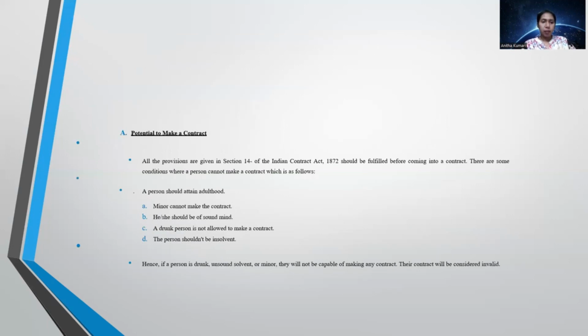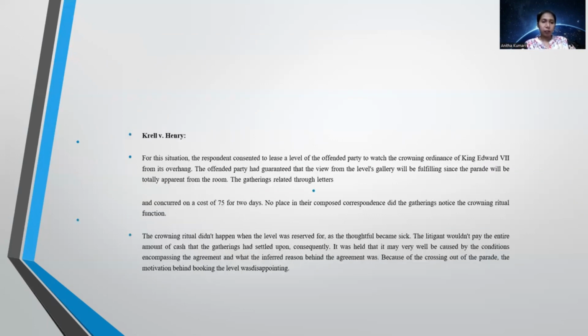So these are all the person. A person should attain adulthood. As I told you, a minor cannot make a contract. The person should be of sound mind. A drunkard is not allowed to make a contract. And the person should not be insolvent.